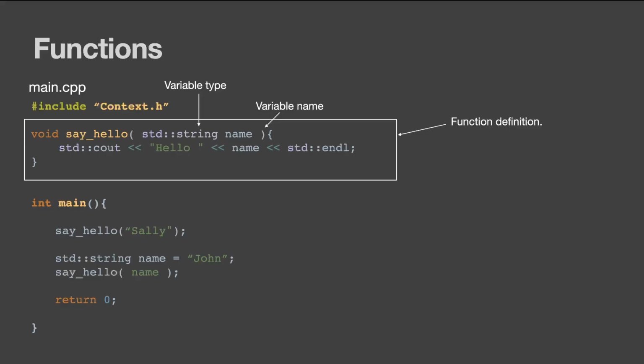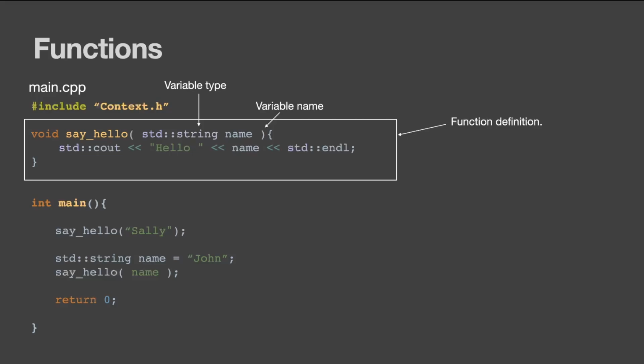In this example shown here, we have instead written a function to say hello. So this is sort of like a hello world, but defined within a function. And so our function here is called say_hello. It takes one argument.